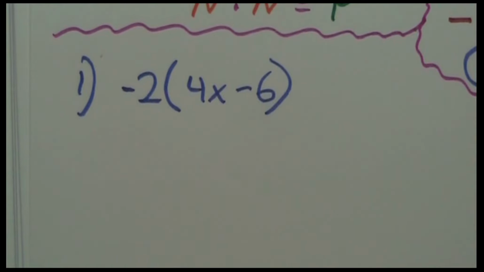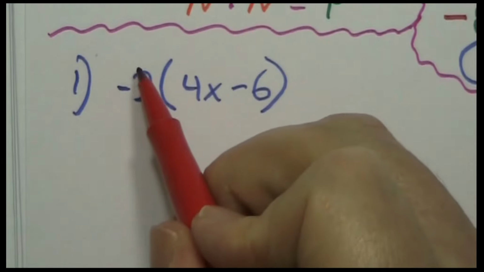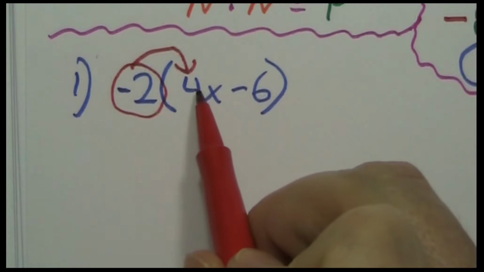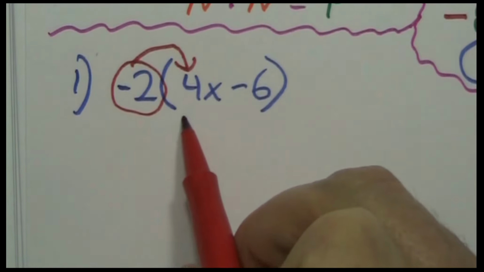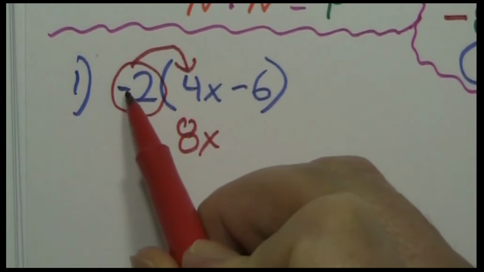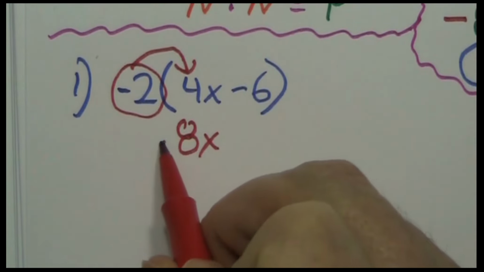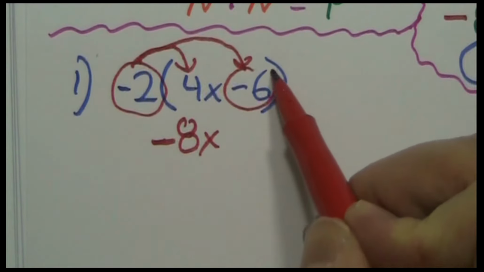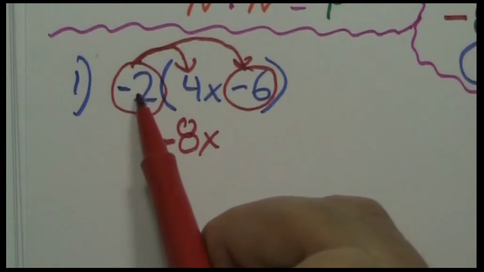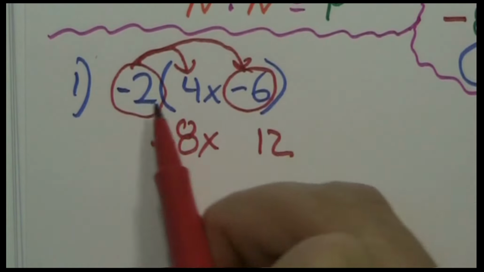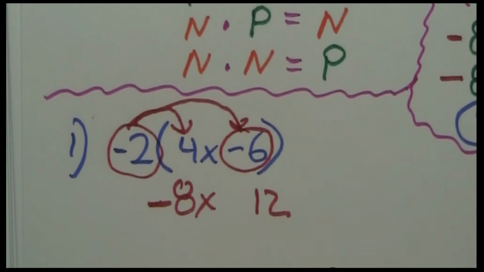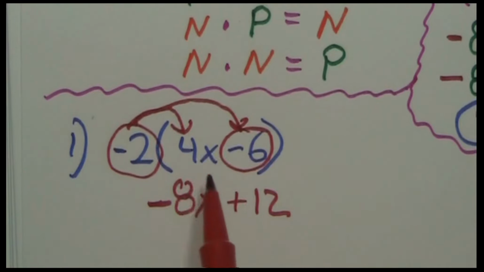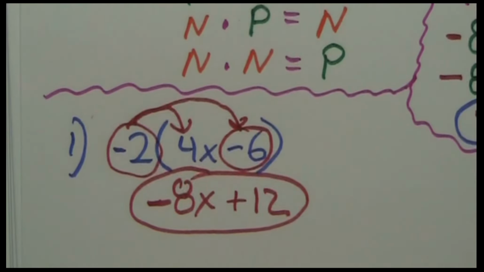All right, so remember we take the outside times the inside. I have negative 2 times 4. 2 times 4 is 8, so it's 8x, and there's one negative, so the answer is negative. Then I do negative 2 times negative 6. 2 times 6 is 12, but I'm multiplying two negatives. Remember, two negatives cancel when multiplying, so it is a positive.